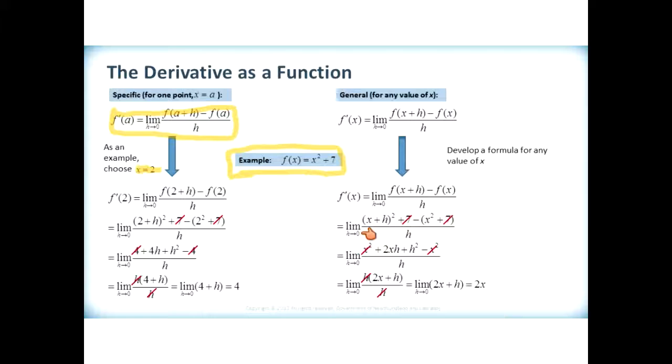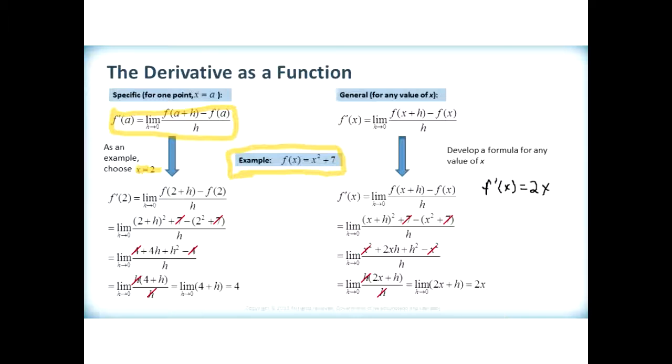All right, so you'll notice that the process we went through over here and the process over here for evaluating that limit are identical until we get down to this one spot, where we have 4 here and 2x there. And so when h approaches 0, we're just left with an answer of 2x. So for this particular function, after all that work, we can say that f prime of any value of x is equal to 2x.